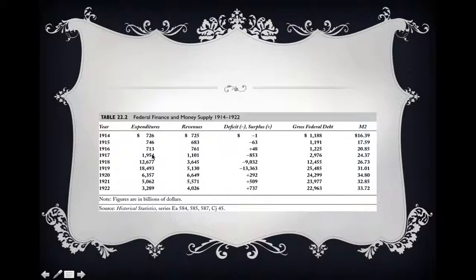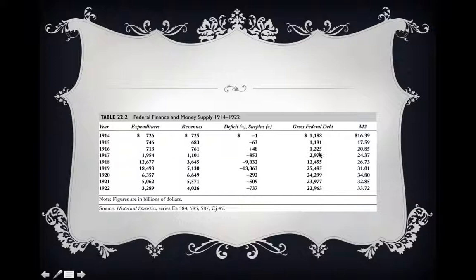In 1917 we see a gradual increase in expenditures, but we also see gradual increases in revenues. But notice that revenues by far do not keep pace. You can see the deficit is $850 million here. Then it's $9 billion, and then $13 billion in 1919. So you can see there's a dramatic change in the deficit situation. The government runs dramatic deficits during the last 2 years of World War I when the United States was involved.